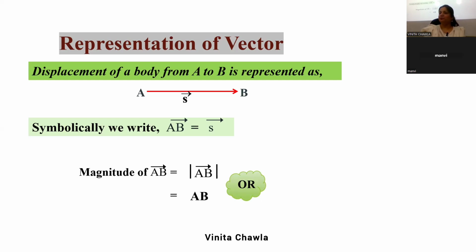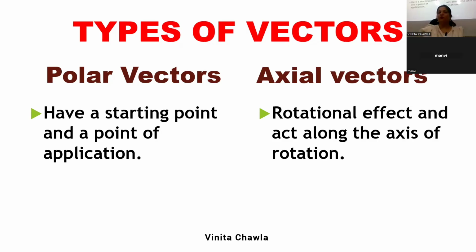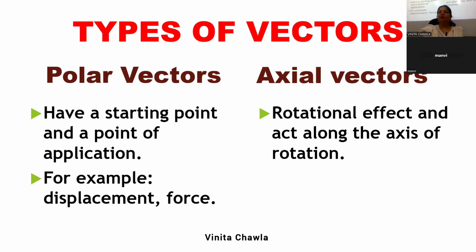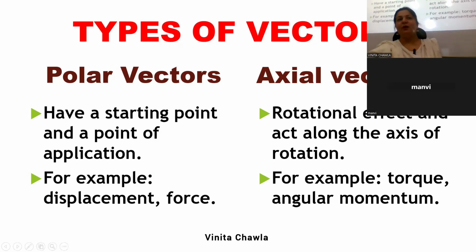Clear? So next we have types of vectors. We have different types of vectors. Polar vectors have a starting point and a point of application. On the other hand, axial vectors have rotational effect and they act along the axis of rotation. Examples of polar vectors are displacement and force. Examples of axial vectors are torque and angular momentum. Angular momentum and torque produce rotational effect. We will talk about this when we do rotational motion, where we'll study polar vectors and axial vectors.